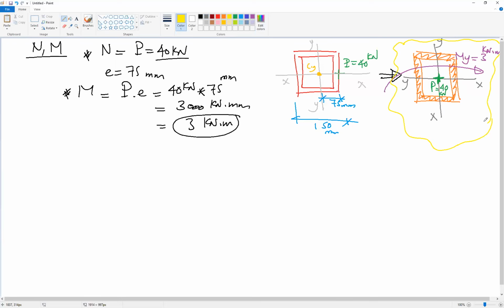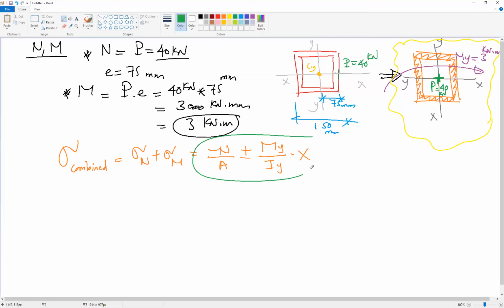So now we know that we have M and N. So the combined stress will be sigma combined equal to sigma N plus sigma M, or negative N by A plus or minus My divided by Iy multiplied by X. So this is our formula. Why did I put a negative sign here? This negative sign is because the applied force is compression, so the force N is compression.